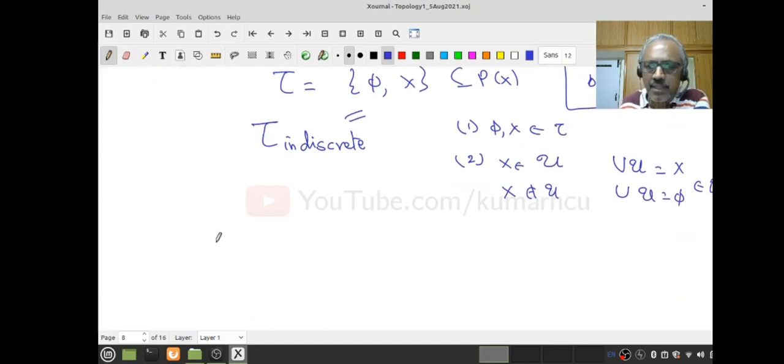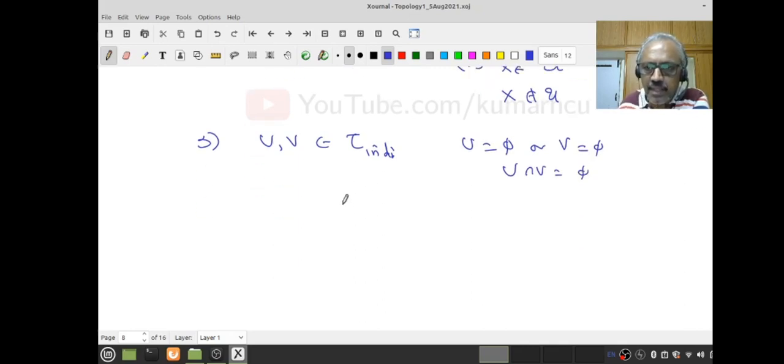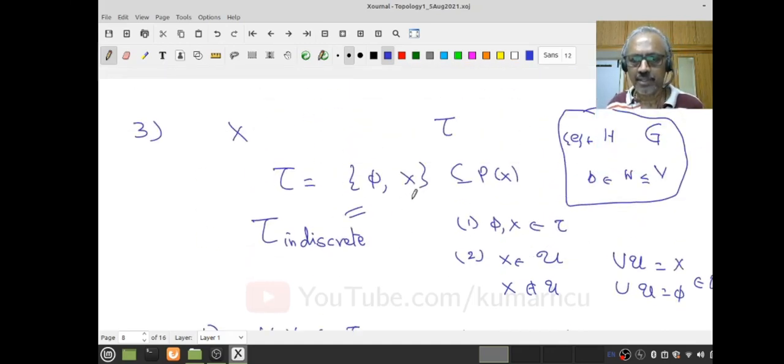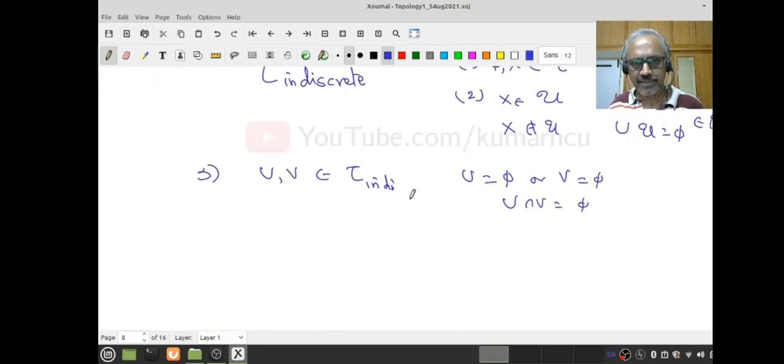You follow that? And third, you have U and V in tau indiscrete. Then what happens? Either U is empty or V is empty, then what is U intersection V? That's empty. You follow that? So what is the left out case? The left out case is U is not empty and V is not empty. But U and V belong to the indiscrete topology. That means it must be X. Therefore, U intersection V is X. Have you understood? So this is case 1.